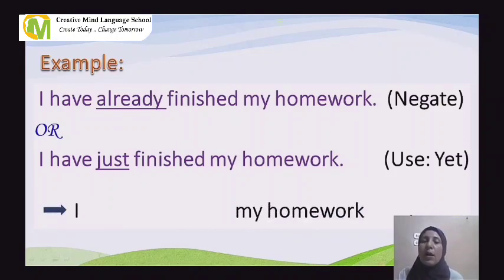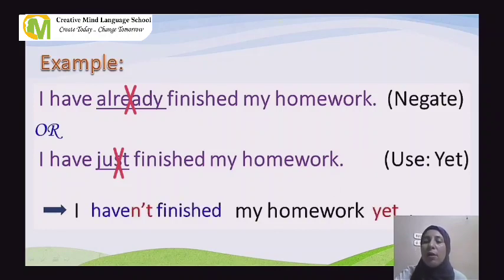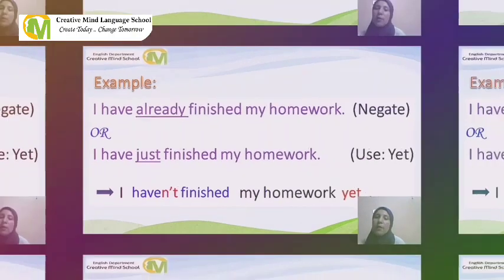We use not. I said I haven't. And I remove already or just from the sentence. I haven't finished my homework yet. Here, yet comes at the end of the sentence. And, of course, it's obligatory to use not with have or has at the beginning of the sentence.